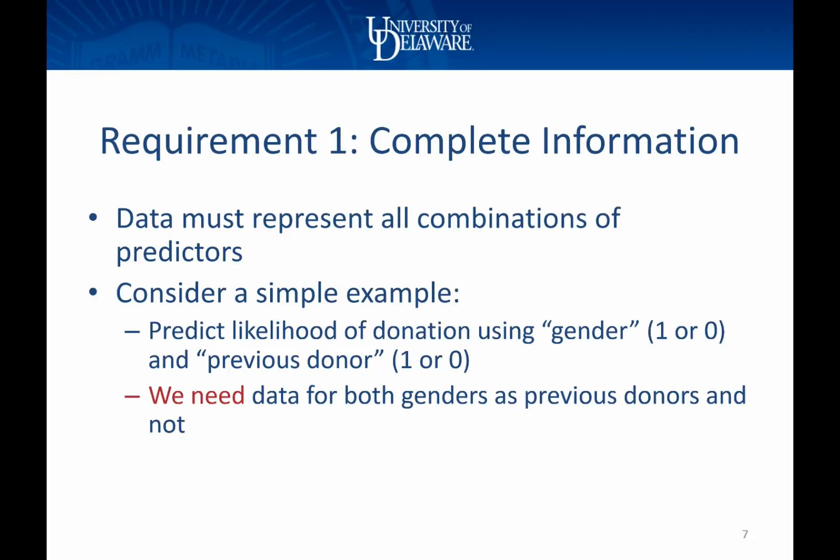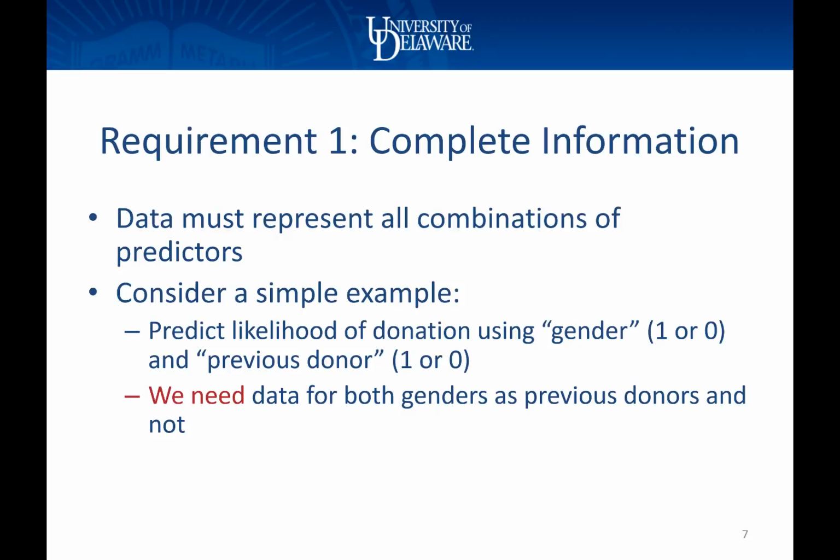You have to have data for both genders, and you have to have data for whether someone's a previous donor on both sides. I have to have people that have not donated before and people that have in order to get a trend about the differences in gender or the differences in whether someone has donated before or not. In addition, I need the combinations of those things. I need to see men who have donated before and who haven't, and I need to see women who have donated before and who haven't.